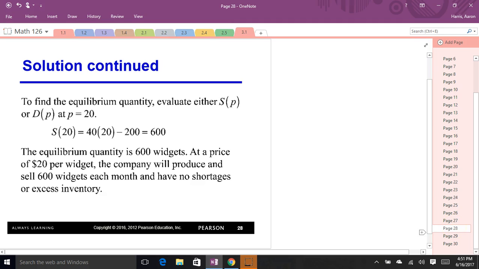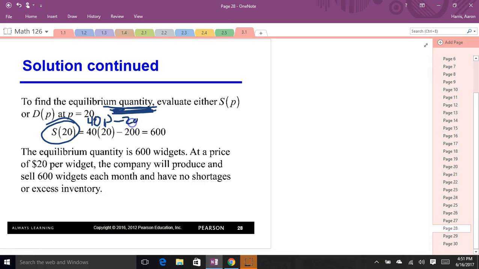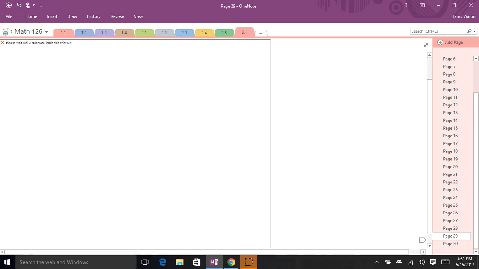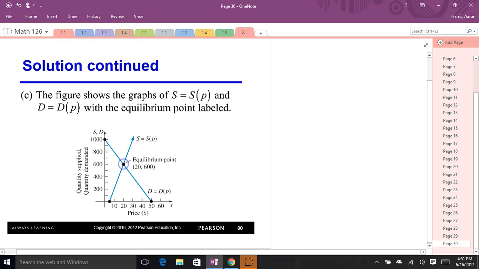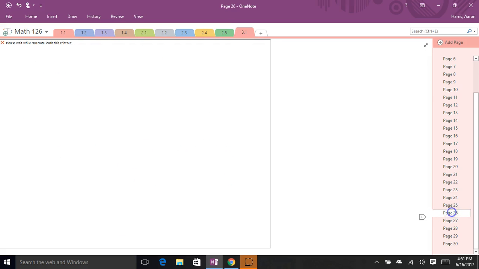Now you want to find the equilibrium quantity, so the supply. You plug that 20 into the original 40p minus 200 model. Okay, so plug that in and you get 600. So that's your equilibrium quantity. And it would also be the exact same as the demand. Okay, because that's where, let me give you a picture of that. That's where they meet. That's your equilibrium point right there. You see it there? P price of 20. Okay, let's go back to the problems here.